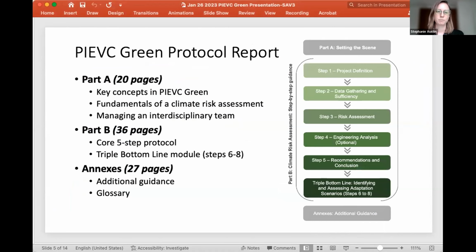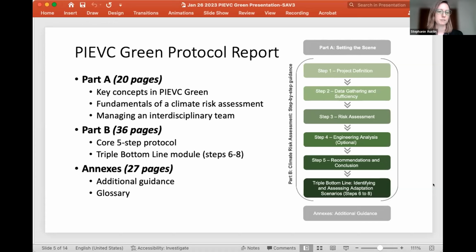So here's the overall structure of the PIEVC Green Protocol. You can see we split it up into two main parts plus annexes. In this first part A on setting the scene, we talk about key concepts, especially in climate risk. So here using the IPCC AR6 risk concepts, we discuss some fundamentals of climate risk assessment and also discuss managing an interdisciplinary team, which as we're considering the broader social ecological system, the team tends to get more interdisciplinary. In part B, this is that sort of step-by-step guidance that you'll be familiar with from the original PIEVC protocol. We follow the same core 5 steps, as I mentioned, but we've also integrated the triple bottom line, those steps 6 to 8, into the PIEVC Green, which previously was a bit of a standalone document.